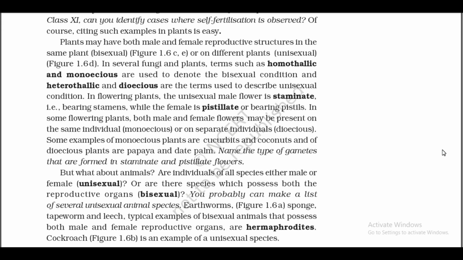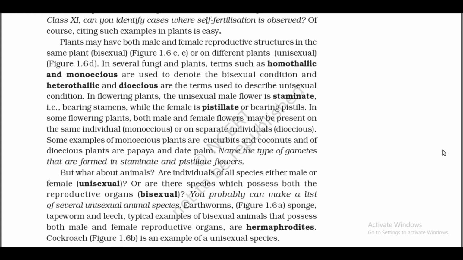In several fungi and plants, terms such as homothallic and monoecious are used to denote the bisexual condition, and heterothallic and dioecious are the terms used to describe unisexual conditions. In flowering plants, the unisexual male flower is staminate, that is bearing stamens, while the female is pistillate or bearing pistils.